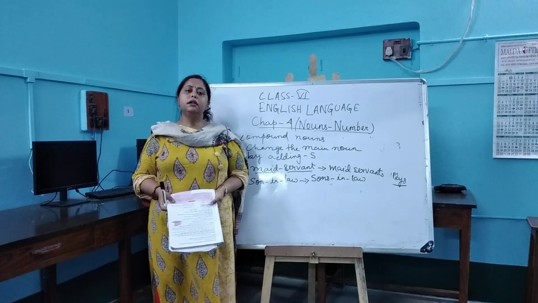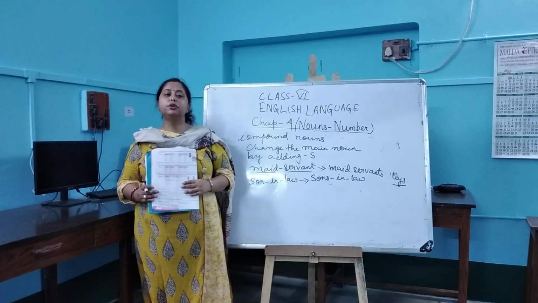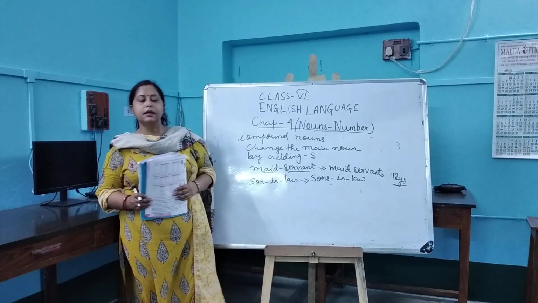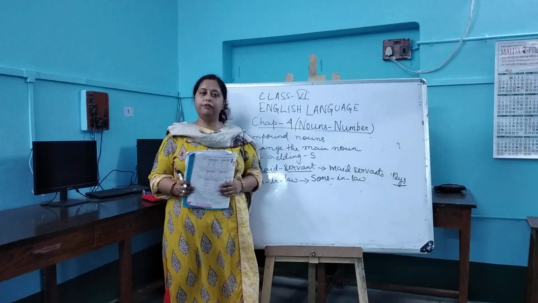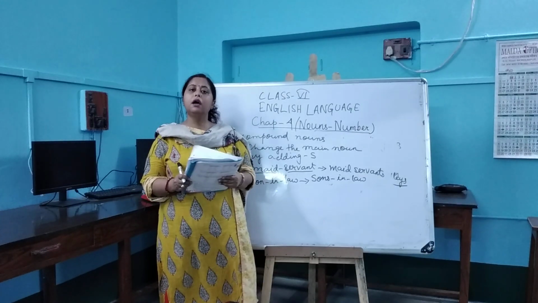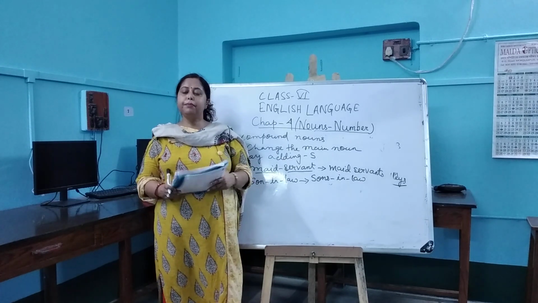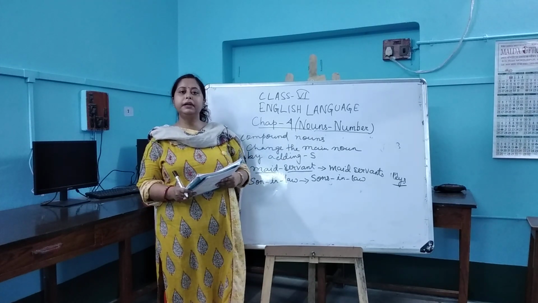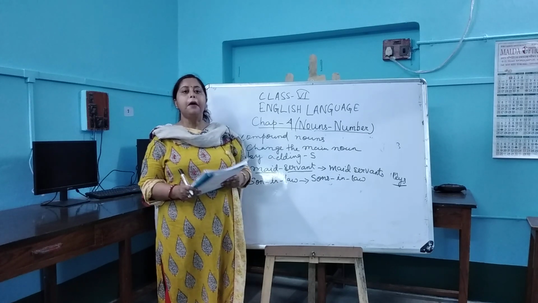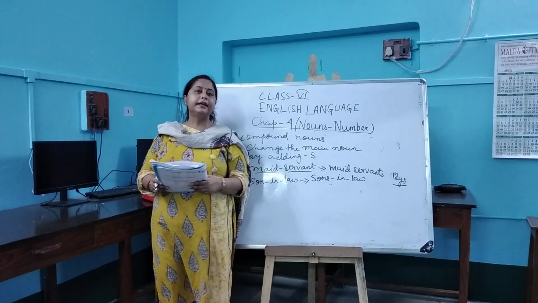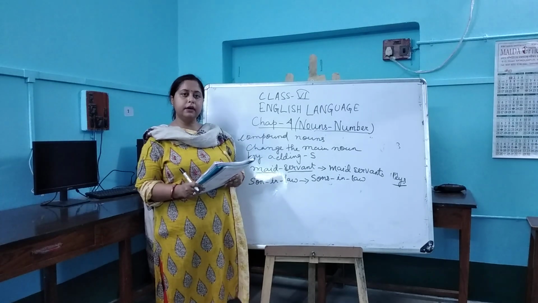Again, cattle, people. They appear to be singular because there is no s, but they are always used in the plural form. Cattle means a herd of animals. People means many people. We don't say people is sitting. We say people are sitting. We don't say cattle is grazing. We say cattle are grazing.